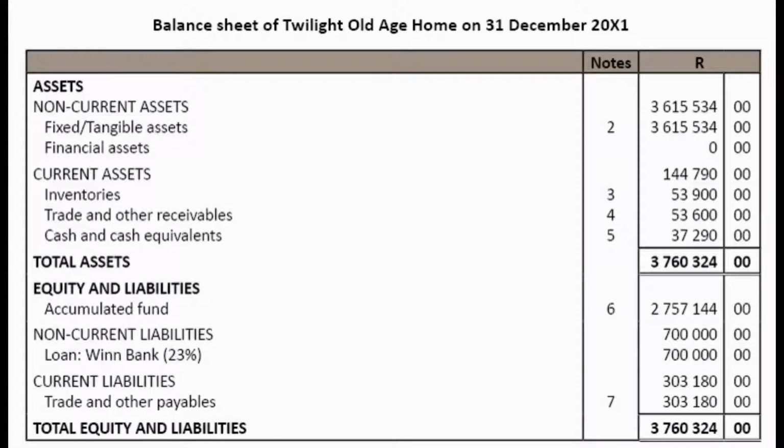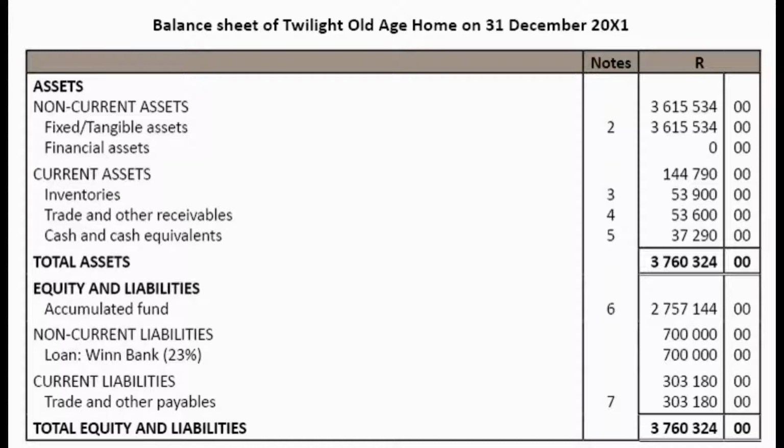Okay, and then we get to the balance sheet of Twilight Old Age Home. Assets divided into non-current and current. The non-current assets, it's the fixed or tangible assets. That amount you get from the notes that we've just done. It's 3,615,534. Okay. There were no financial assets, so that is 0. So the total of the non-current assets is the same as the total for the fixed or tangible assets.